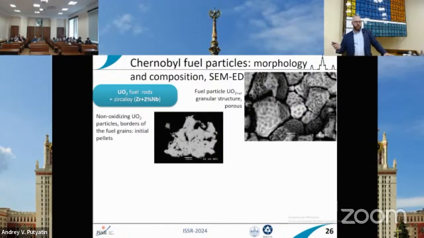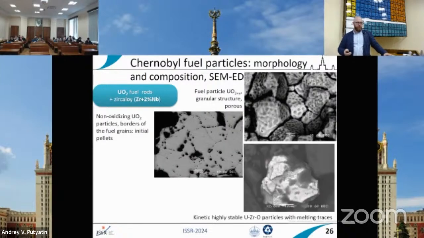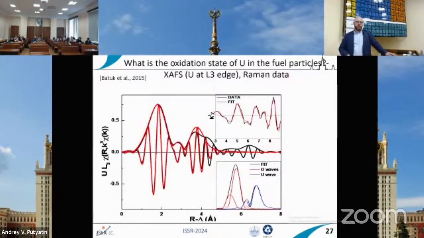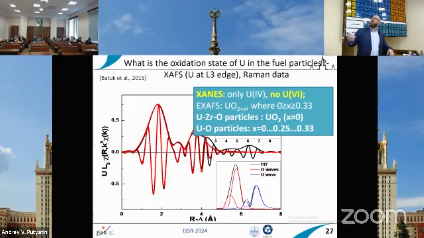And there are different particles that were found. It is either pure uranium dioxide particles, or a mixture of uranium and zirconium oxide particles, so different compositions, or even pure zirconium dioxide particles. And it was interesting to understand the chemical state of the uranium inside these particles, and it was revealed that actually it is only uranium-4 in all these particles.